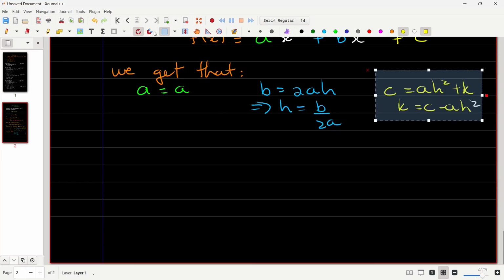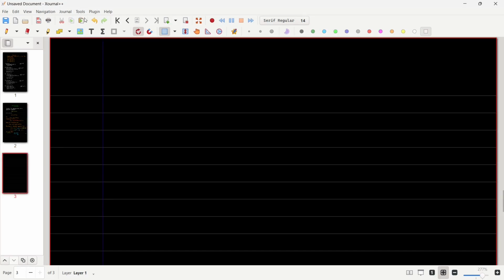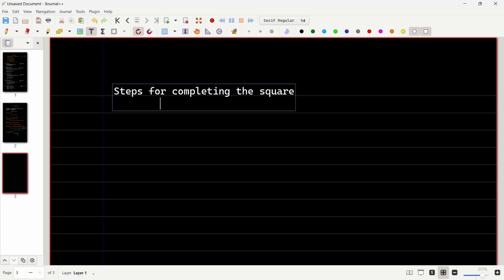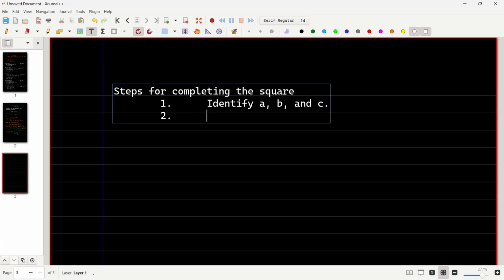So I'm going to write this down in a general form so that you can get it. The steps for completing the square: the first thing you want to do is identify your a, your b, and your c. Then the next thing you want to do is calculate h using a formula, and I'm going to write the formula in after I'm finished.